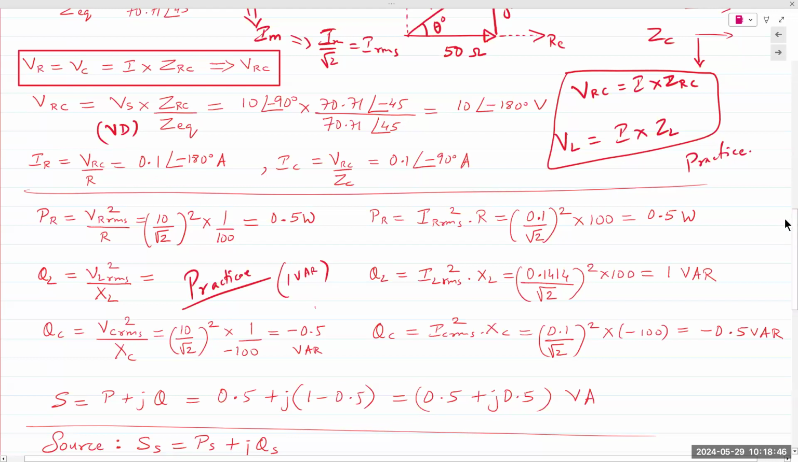So now you have voltage and you have current for both the resistor and the capacitor. You also have the current for the inductor. We never found the voltage for the inductor, but I will assign that as practice for students to do.